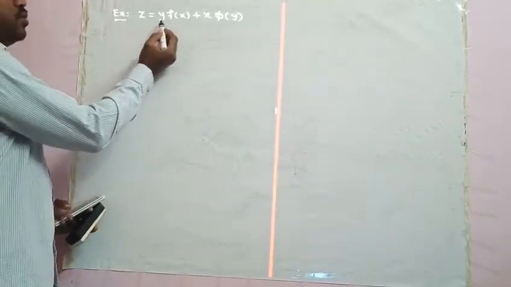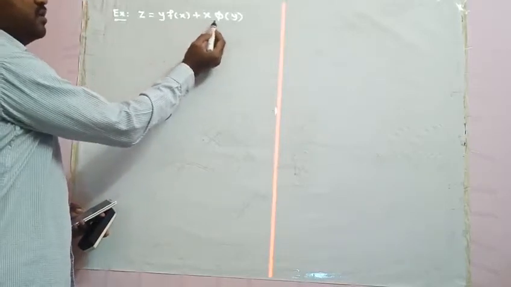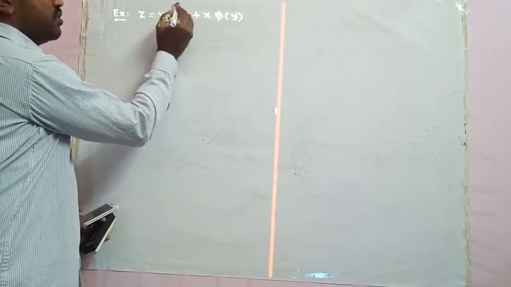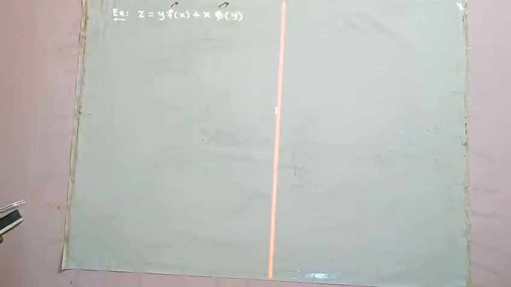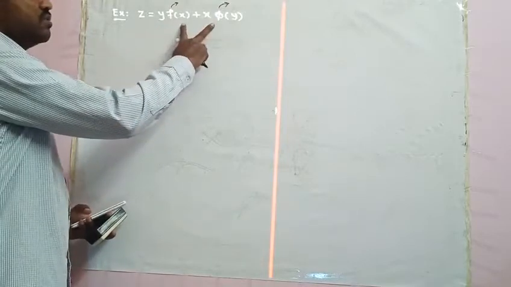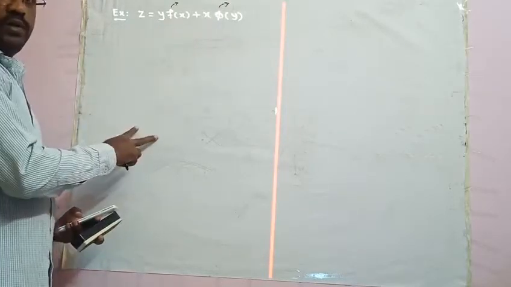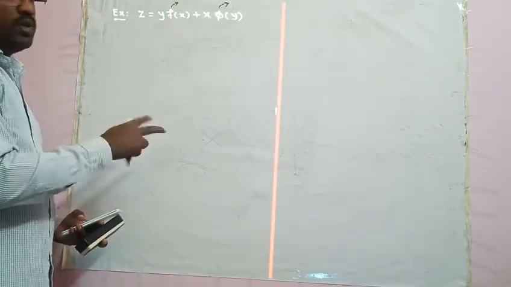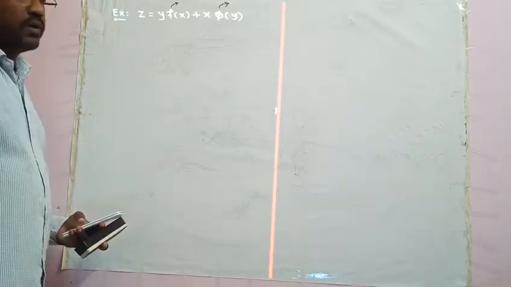z is equal to y f of x plus x into phi of y. Here we have two functions, f and phi. We need to eliminate these two functions. Since we have two functions, we may require double derivatives, double partial derivatives. Let us see.